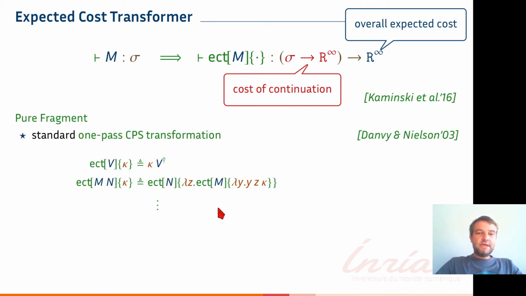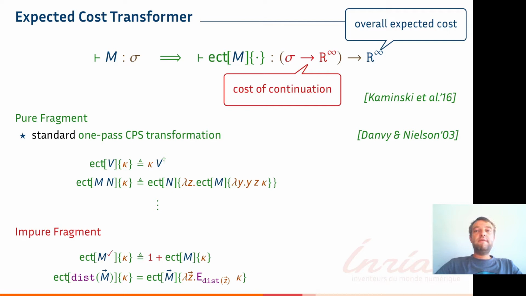Now, what we realized is that on the pure fragment, this cost transformer is simply an instance of the one-pass continuation passing style transformation that you find, for instance, in the literature by Danvy and Nielsen, which gives the name also to our paper. The crucial aspect of formalizing this transformer in a continuation passing style is that we now can extend this notion very seamlessly also to our impure fragment of the language.